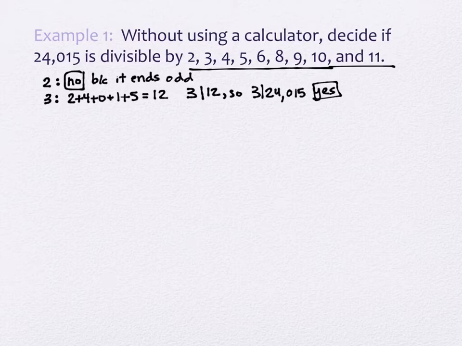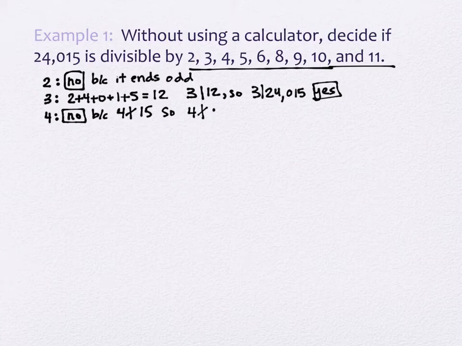Okay, so far so good? All right, how about 4? No. Why not? Because the last 2 digits are 15. So 4 does not divide 15. That's that notation we learned, right? Does divide, does not divide. You put a slash through it. So 4 does not divide, what was my number? 24,015.